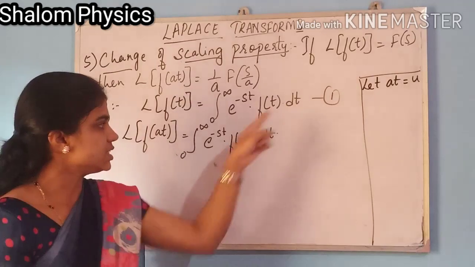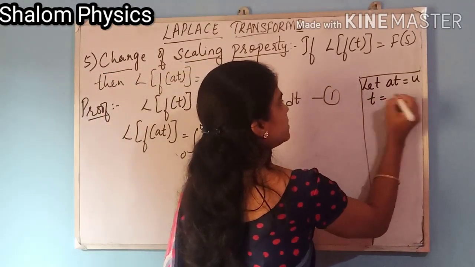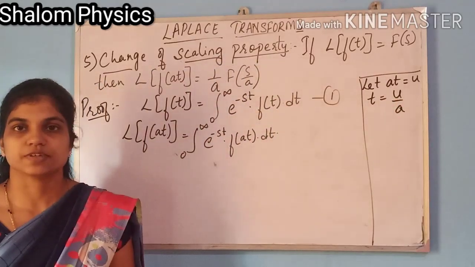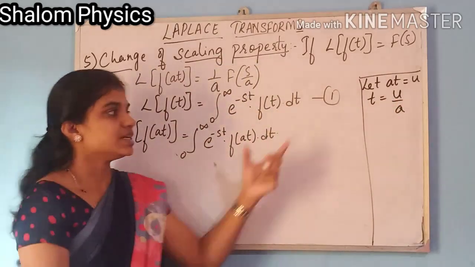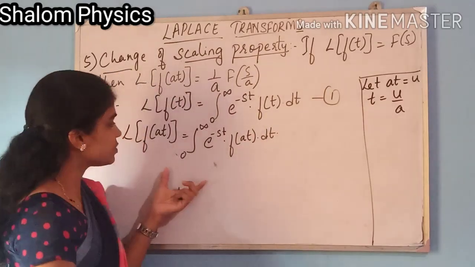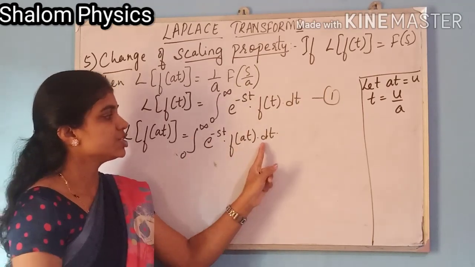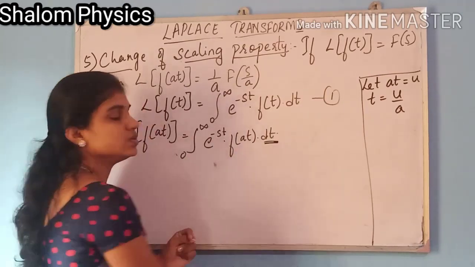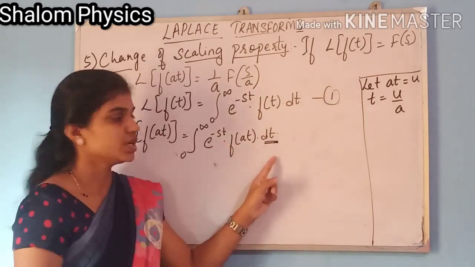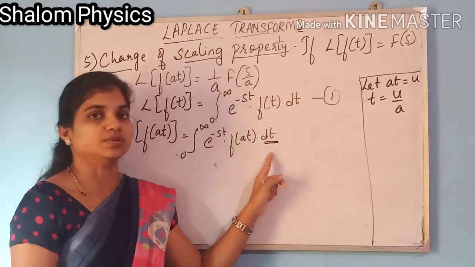Now if at is equal to u, what will t be equal to? t will be equal to u by a. Is this enough substitution for us to solve this problem? No. We also have to change this, because if all are with respect to u, the integration also has to be with respect to u only.